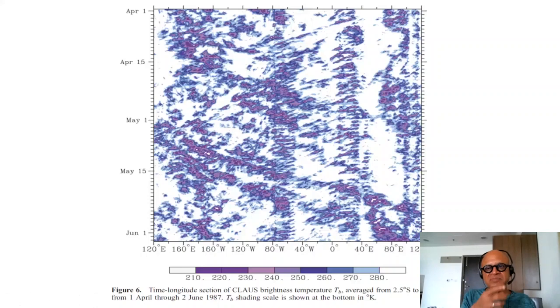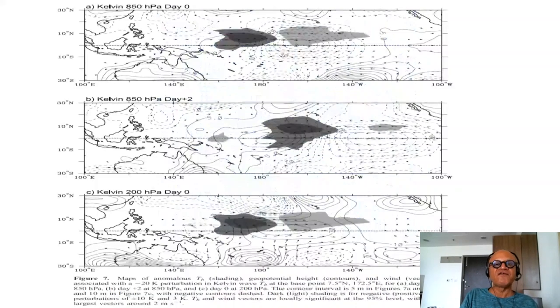They are circumnavigating, but as we talked before, the convective phase tends to disappear in the colder waters over the East Pacific. This is maps of the same anomalous cloud top temperature, geopotential height in contours, wind in vectors, with a minus 20K perturbation in Kelvin wave TB at the base point of 7.5 north, 172.5 degrees east.